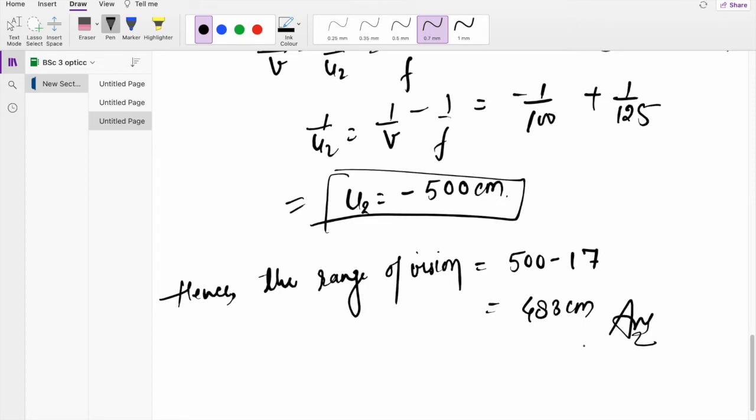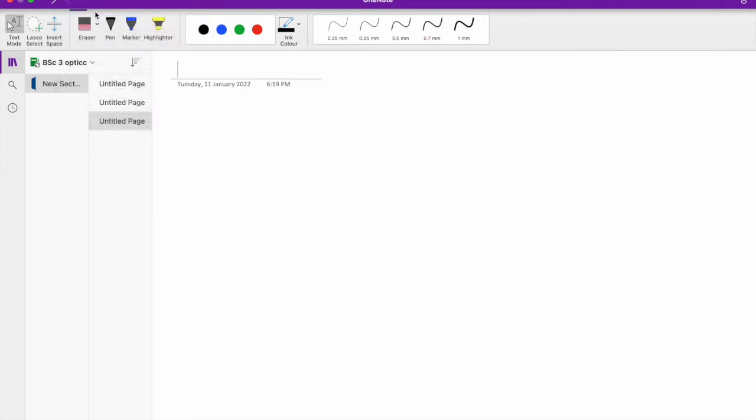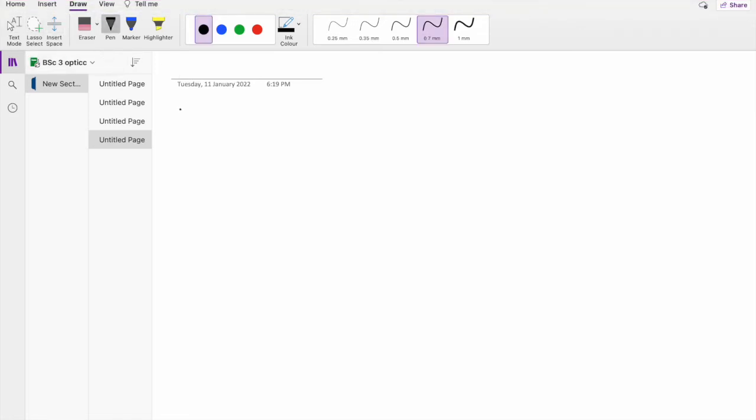So this question is from the magnifying lens. Next, we'll take the next question from the compound microscope or telescope. Suppose we are given another question from the telescope. This question is from the telescope.